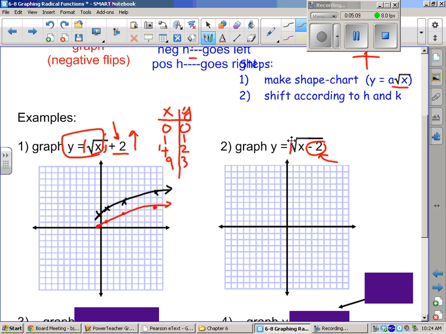So what did we say? If h is a minus, it's going to go to the right. So this whole thing is going to go to the right. So we have our same points as before. Make another T-chart. We still have 0, 1, 4, and 9. Still going to be 0, 1, 2, 3. So let's put those in real quick. 1, 4, 2, 9. The whole thing is 10.